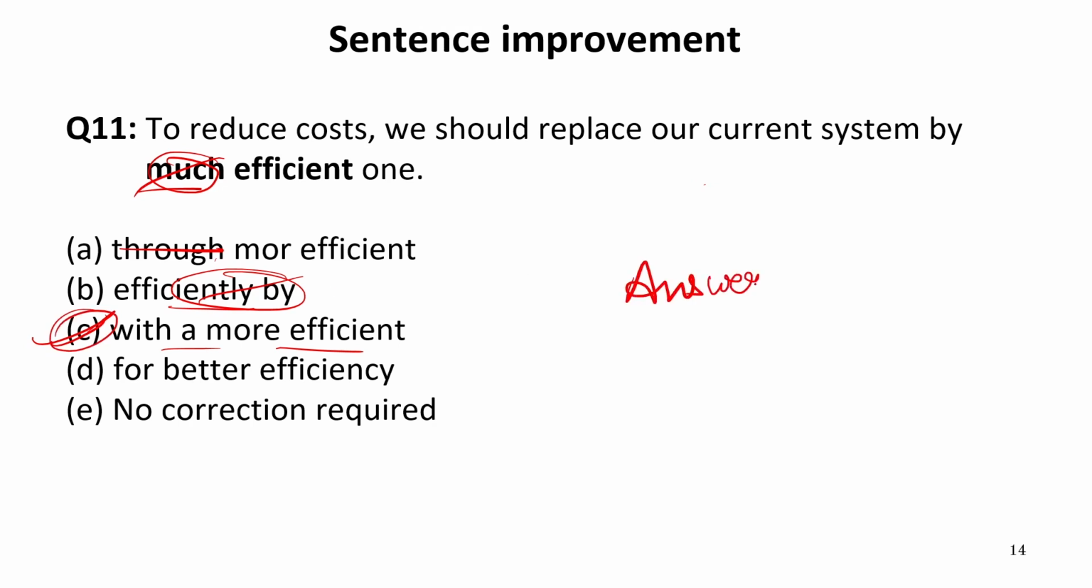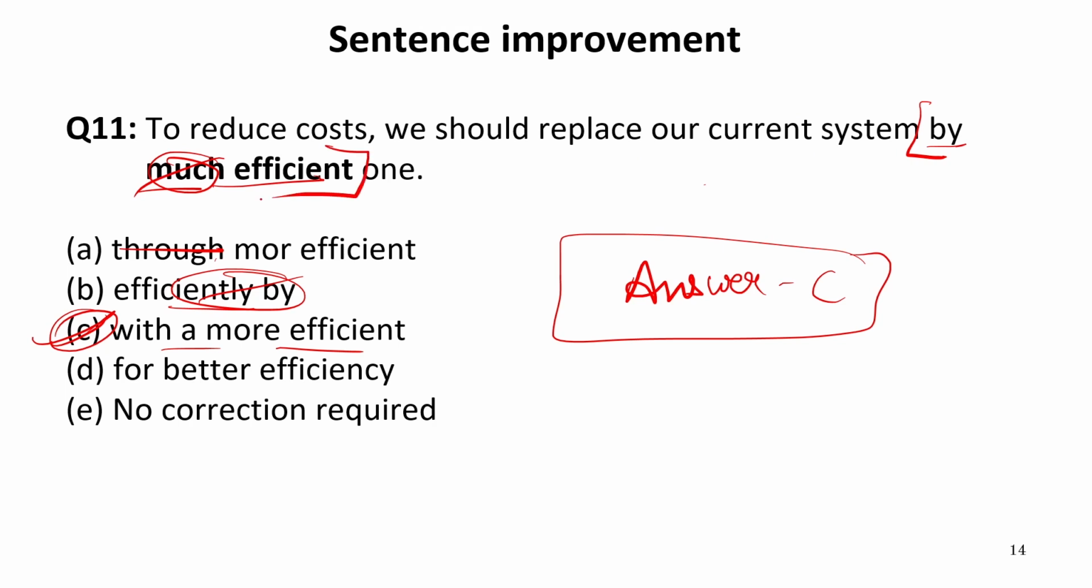C is absolutely correct answer. Now let us read this phrase in the sentence. To reduce costs, we should replace our current system with a more efficient one. Now this by much efficient, all this part will be replaced with a more efficient one. So our answer is C. Now let us move to the next one.